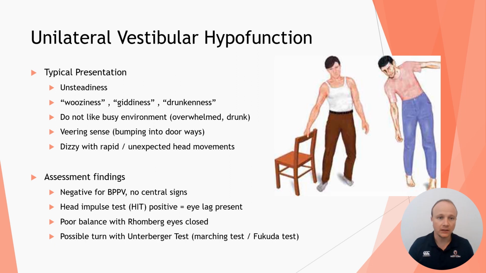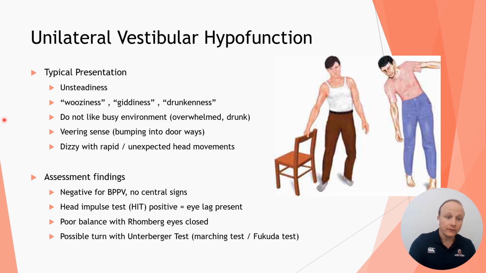Typically, people don't like busy environments. They can feel quite overwhelmed in places like shopping centres, markets. They often describe a veering sense or a falling sense. They might bump into the doorway or bump into the kitchen bench on a regular basis. They can experience dizziness or unsteadiness with rapid or unexpected head movement.